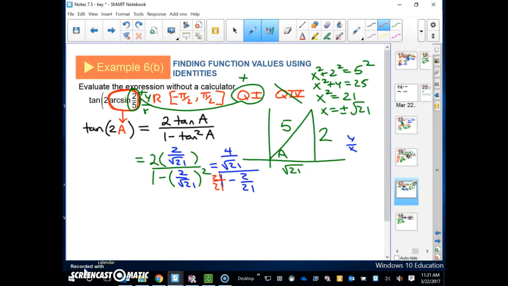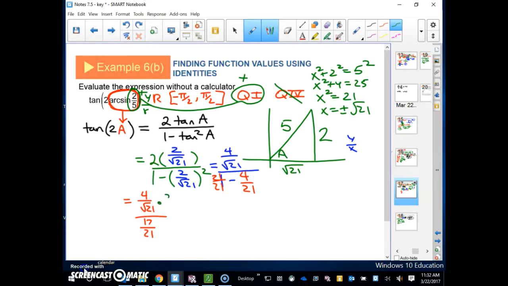Oh, I have a mistake. I forgot to square that too. That's actually going to be 4 over 21. When I square that 2 over square root of 21, that's 4 over 21. Okay, but I get a common denominator. I'm going to have 21 over 21, and that's going to equal 4 over square root of 21, all over 21 minus 4 is 17 over 21. Every time I get a problem where I divide fractions, I'm going to multiply by the reciprocal.